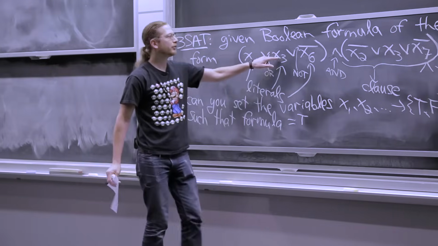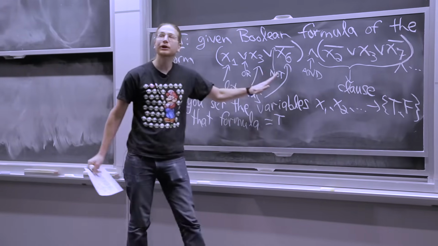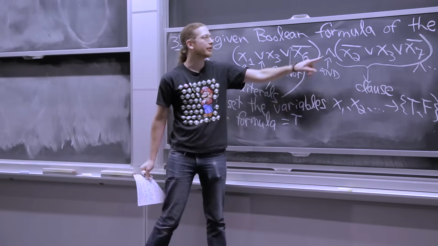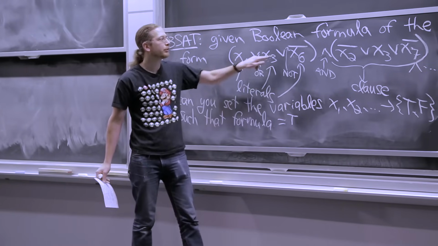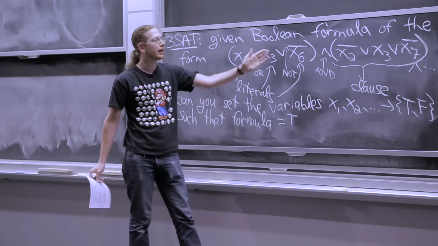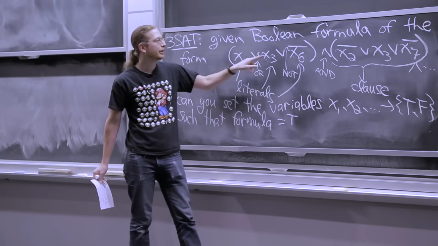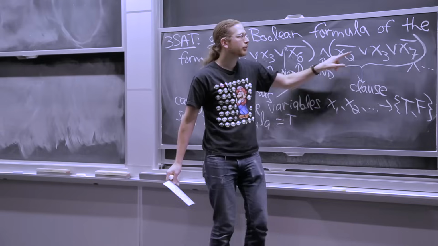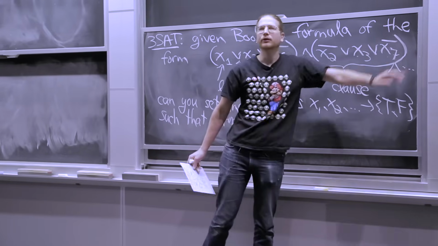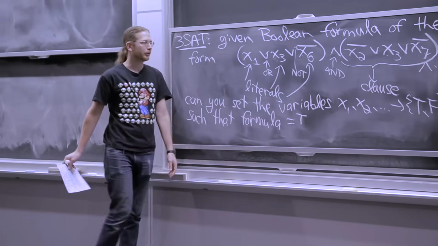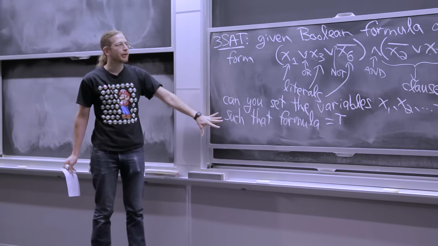So I want to set these variables such that every clause comes out true, because they're anded together. So I have to satisfy this clause in one of 3 ways. Maybe I satisfy it all 3 ways, doesn't matter. As long as at least one of these should be true, and at least one of these should be true, and at least one of each clause should be true. OK, so that's the 3-SAT problem.